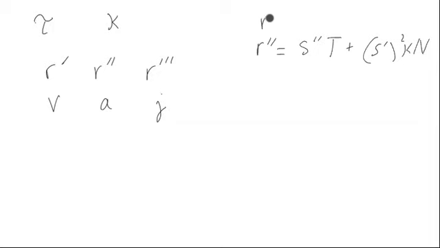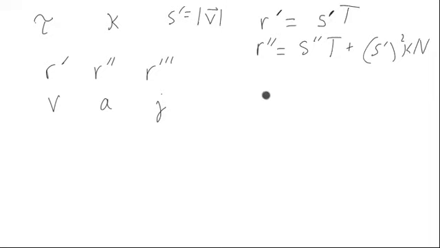Now, what is r prime? We could write it in terms of t. That would simply be s prime, which is the length of the velocity vector, and so it's s prime times t, because the velocity vector is in the direction of t. So that's what r prime is.